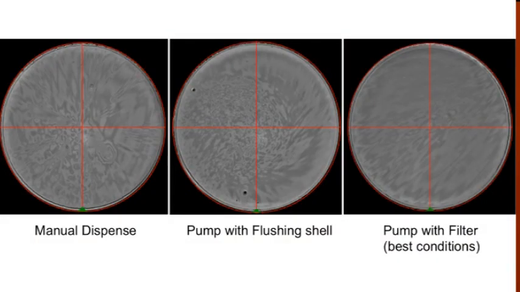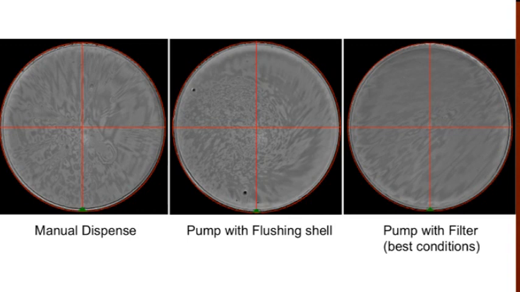The image you see is a comparison of 3 different wafers, which resulted from 3 different dispense techniques. In the first technique, you see a manual dispense. This is a dispense that's done through a syringe. What you can see is the non-uniformity in the image as well as bubble defects. In the second image, you see the use of a flushing shell with the Intelligent HV. A flushing shell is an empty shell that doesn't contain any membrane material.